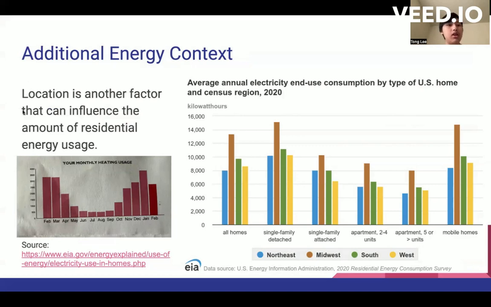Additional energy context: where you live can be another factor that influences how much energy your home uses. As you can see on this graph, the Midwest uses the most energy compared to all the other regions. The reason for this is winter and colder temperatures, so more energy is used for heating. Here's a picture of our bill again, and you can see the colder winter months use more heating than the hotter summer months.